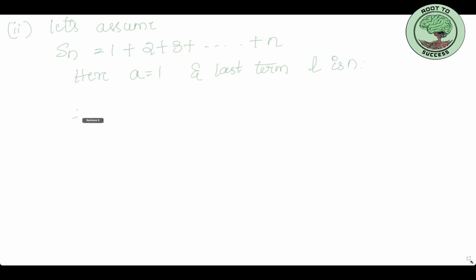Therefore, Sn is equal to n into 1 plus n by 2. So therefore, the sum of first n positive integers is given by Sn is equal to n into n plus 1 divided by 2.